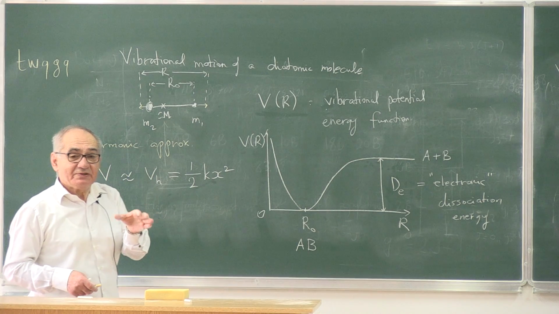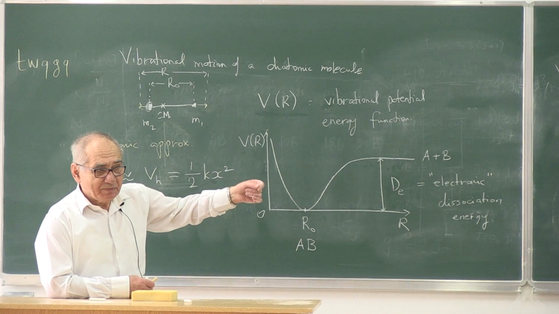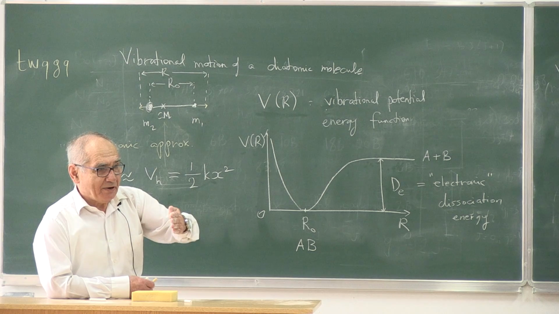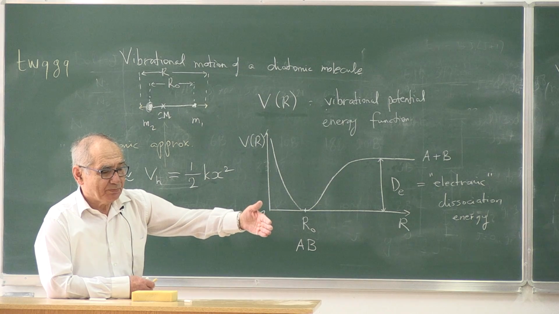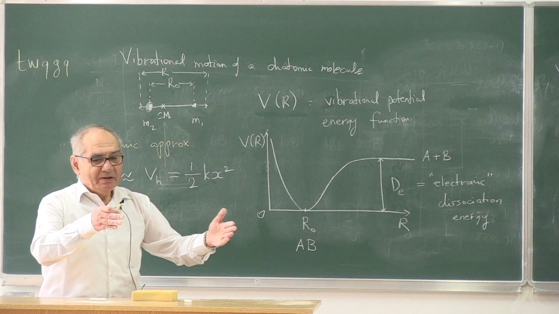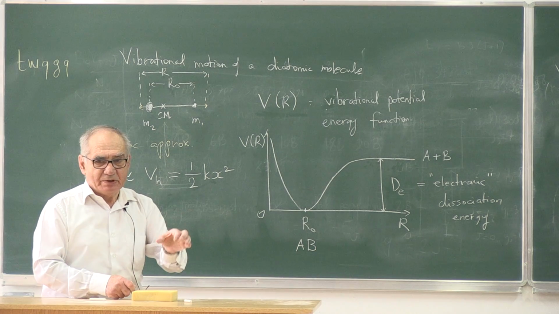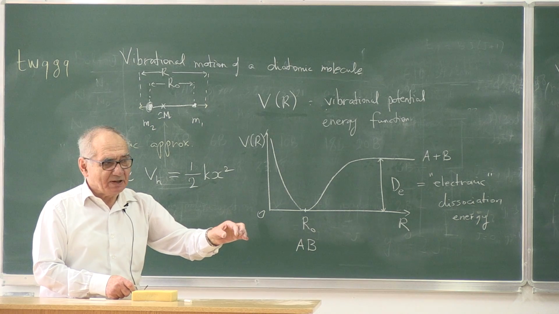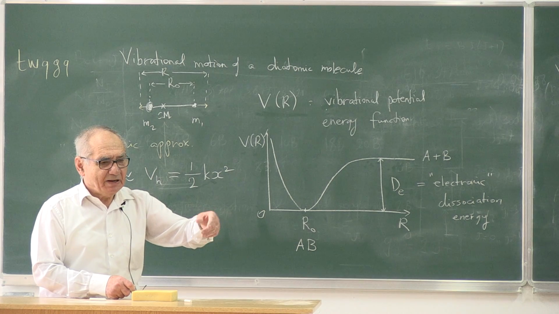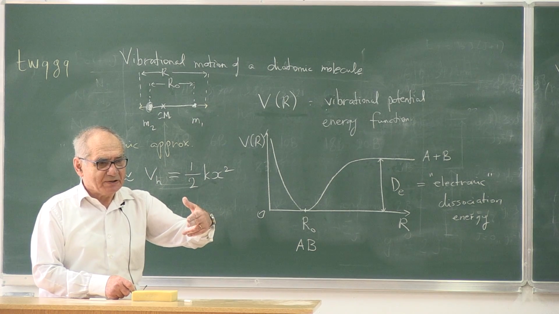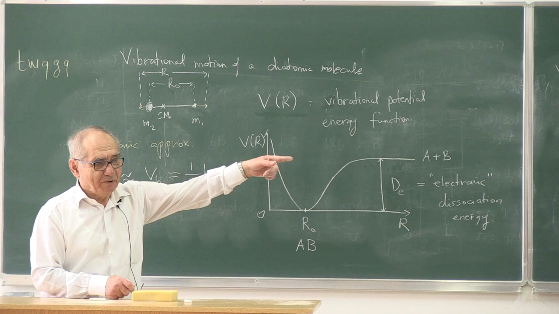Of course, we must not forget what we have done. This is an approximation. Therefore, when we compare our theoretical results with experimental observations, most of the time we are going to find differences between our results and experimental results, and then we are going to attribute the deviations of theoretical results from experimental results to the anharmonic part of the potential energy function.